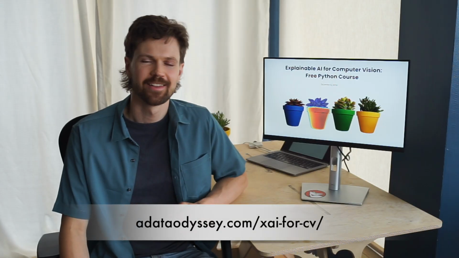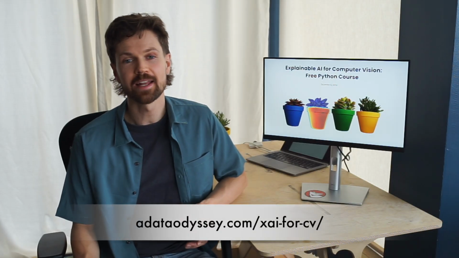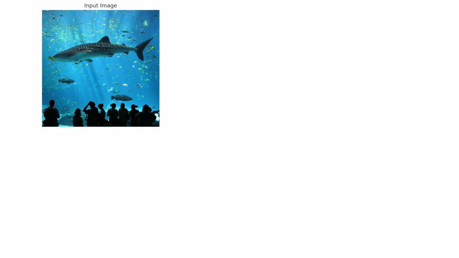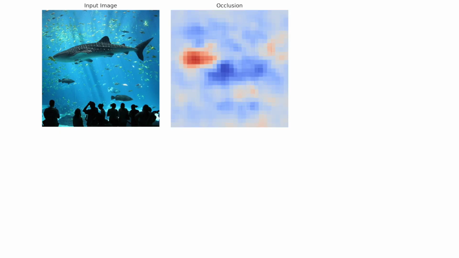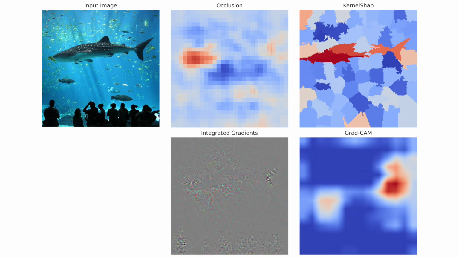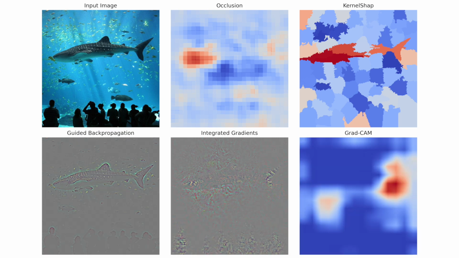As I mentioned, this lesson is part of a wider explainable AI course for computer vision. There, we go into details on methods like occlusion, SHAP, GradCam, integrated gradients, and guided backpropagation.